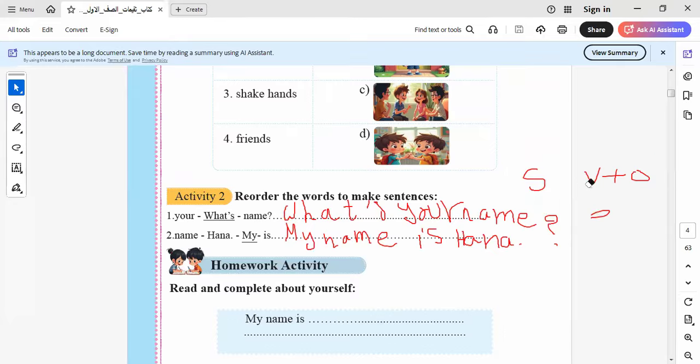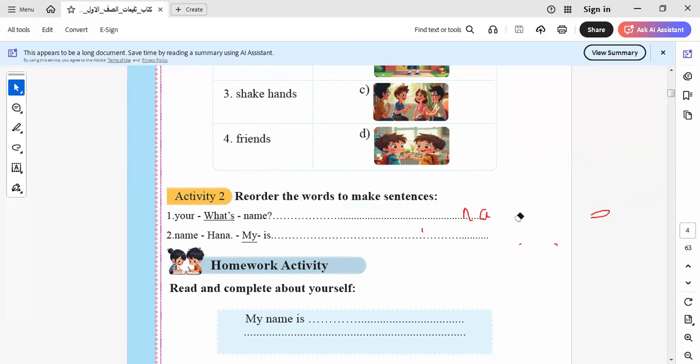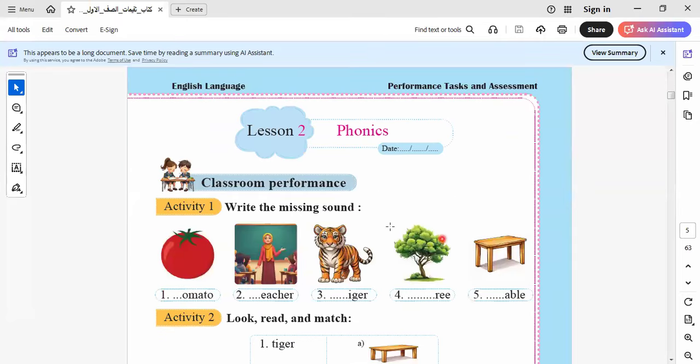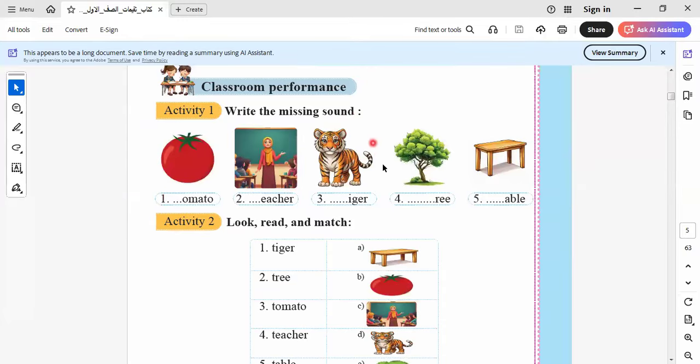Okay, let's go to another item in this part. Let's go to another one. Go to lesson 2, which is phonics. Phonics means the words that we pronounce. Here we have tomato. Here we have teacher.